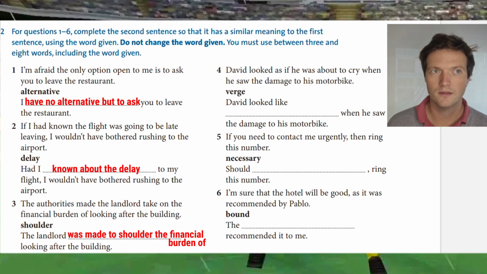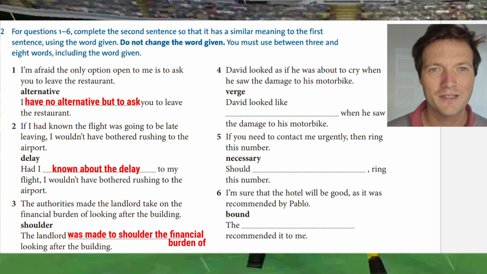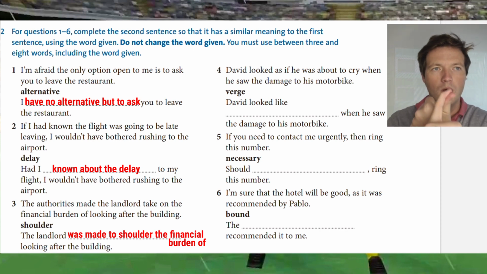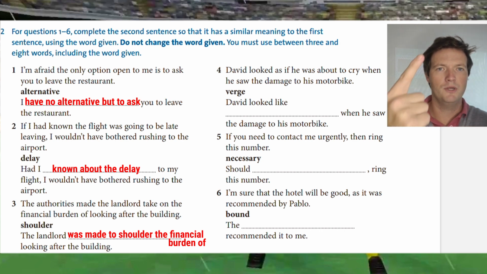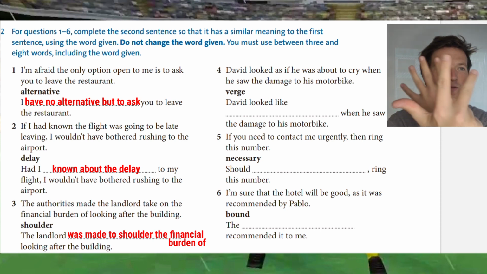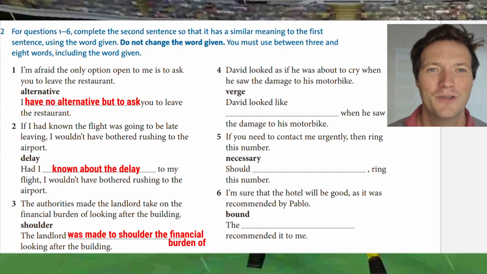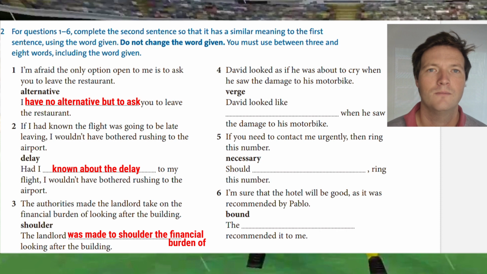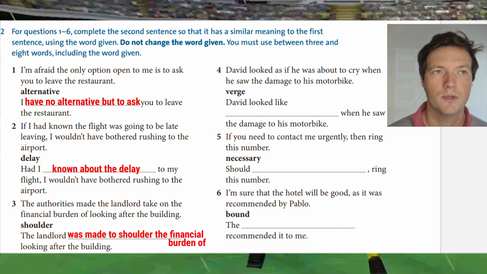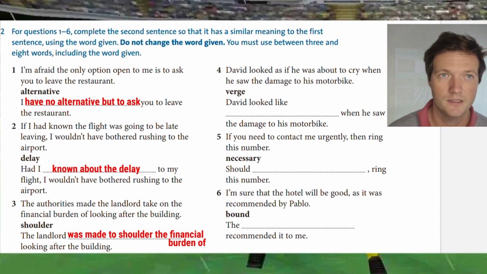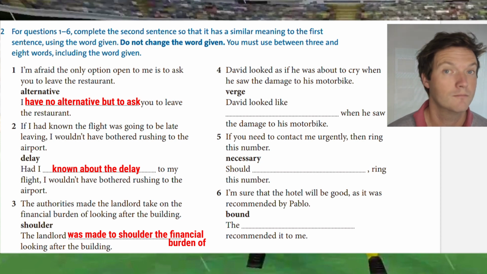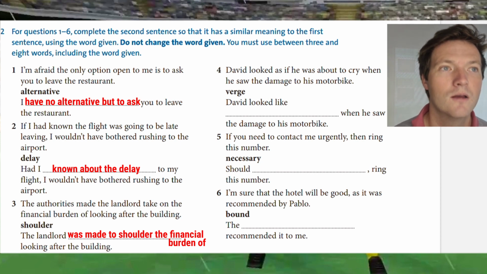Now, I think I might be at the limit of my words there. Let's have a look. The landlord was made to shoulder the financial burden of, that's 8 words exactly, of looking after the building. And I think that is as concise as possible. I'm really not sure if there are any other possibilities there. Again, leave a comment if you think there are.